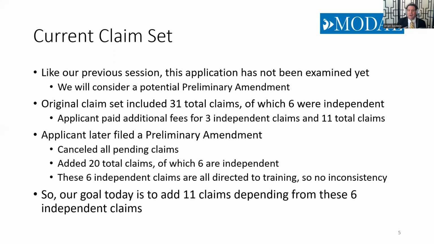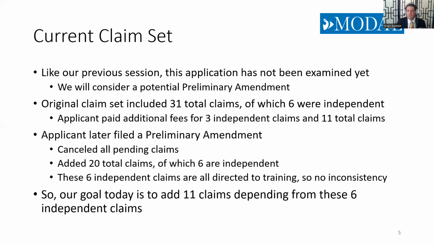Our original claim set filed in the United States included 31 total claims, of which 6 were independent. I frequently say it: in the United States, you get 3 independent claims and 20 total claims for the same basic filing fee. So the excess here are 3 more independent claims and 11 total claims, and the applicant paid fees for those. However, they also later filed this preliminary amendment that canceled all pending claims and added 20 total claims, of which, again, 6 are independent.